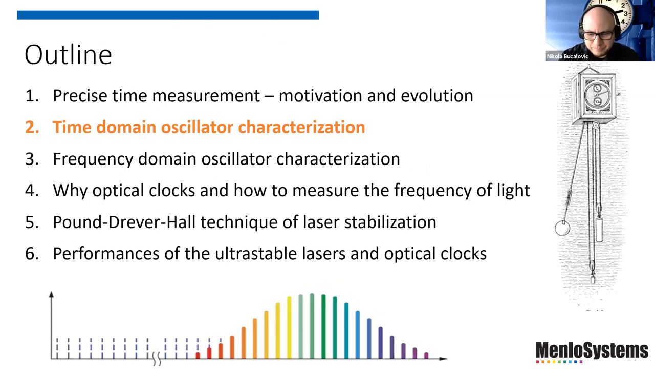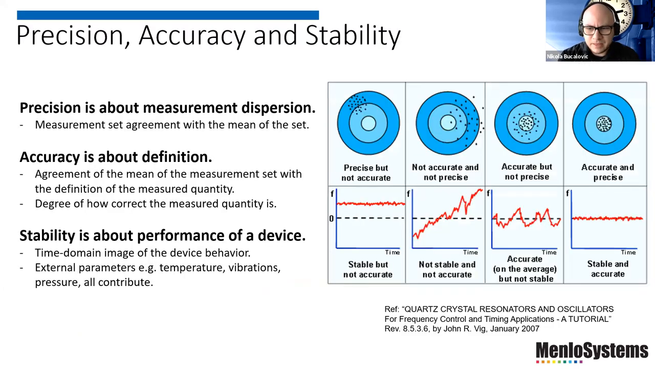So we need to know the right scientific terms to characterize the performance of our clocks. First, again, we have to define what we mean by precision, accuracy, and stability. These things have to be repeated constantly, because even those of us who are dealing with them sometimes get confused when we speak about them.